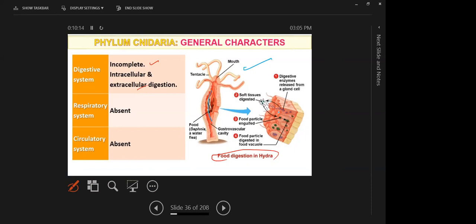Sometimes when digestive enzymes are released, the digested food particles get engulfed by gland cells, and the food particle is digested in the food vacuole. So this is how it happens.